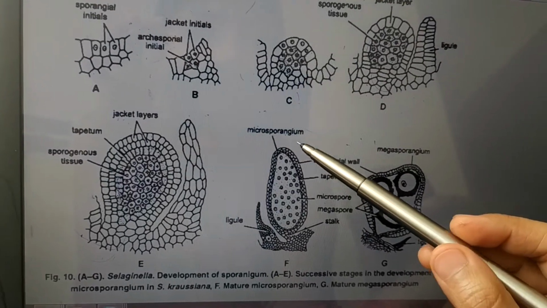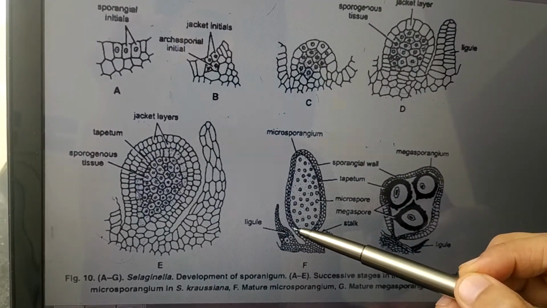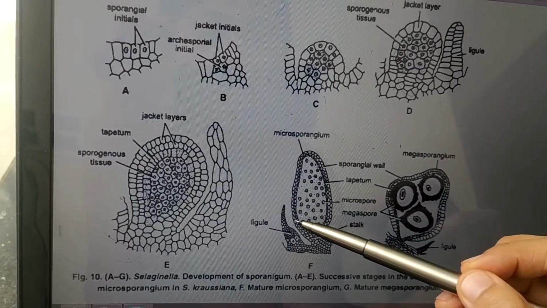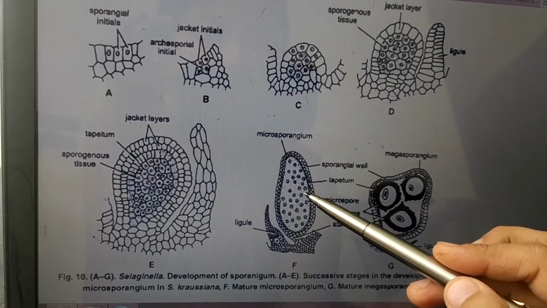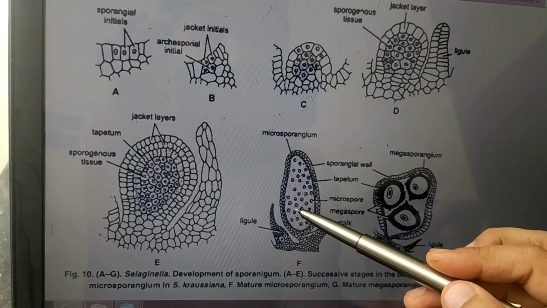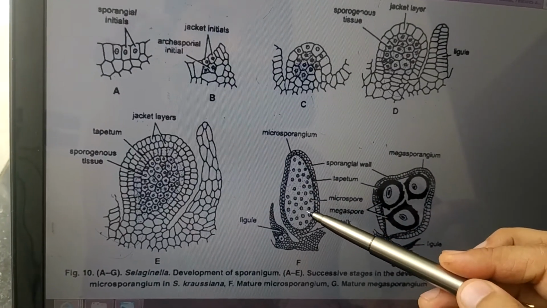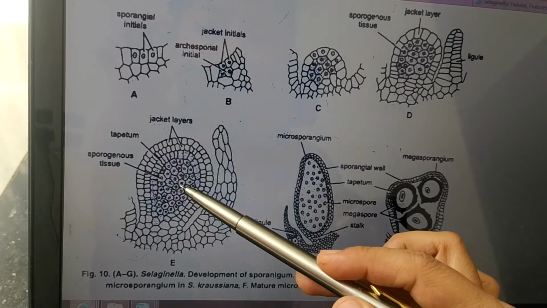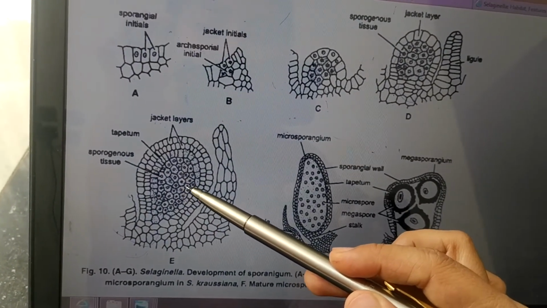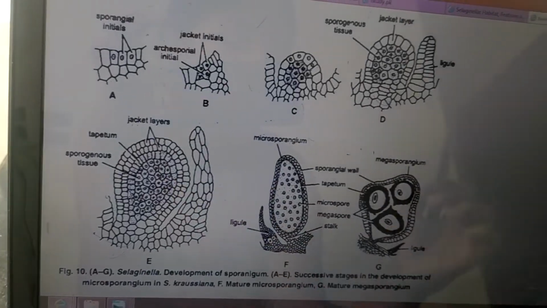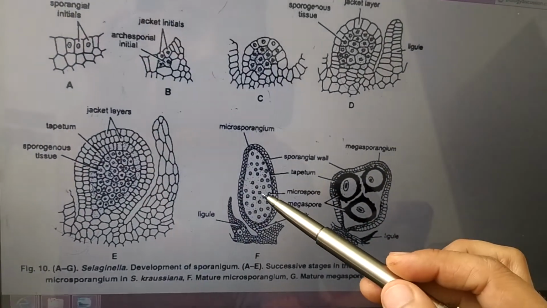So this will be the final picture. These are the outermost two jacket layers of the microsporangium. Inner to that we have a tapetum which is nutritive in nature, and these are microspores. We have a huge number of microspores, because all the spore mother cells formed during the development of the microsporangium undergo meiotic division, leading to formation of haploid spores.